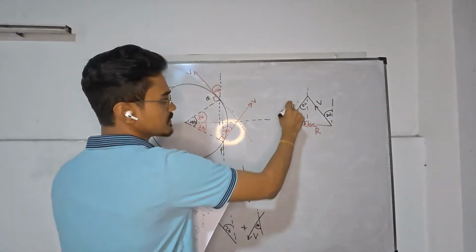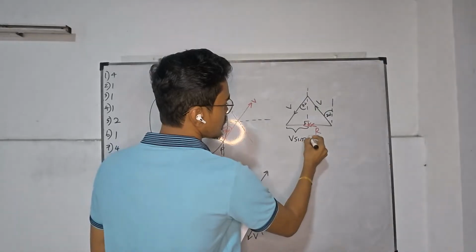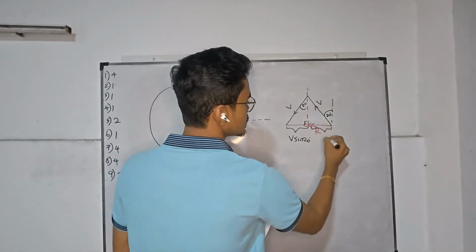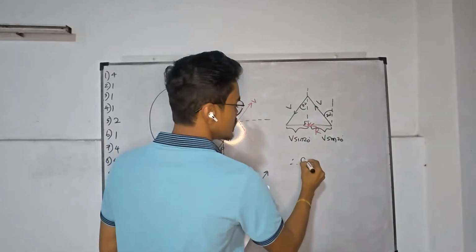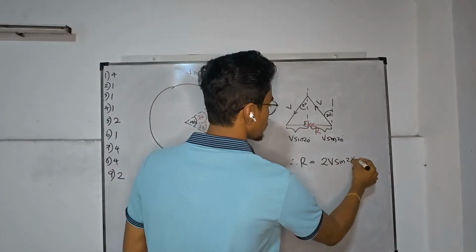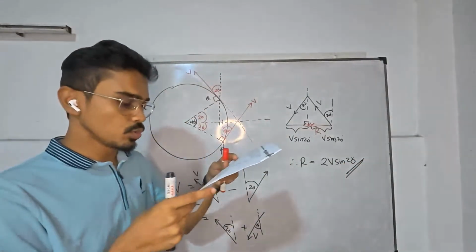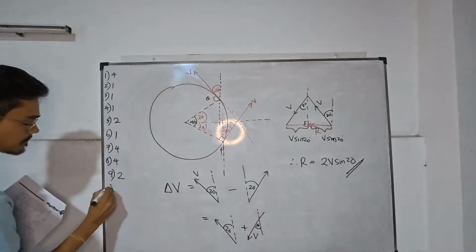So if this is V, this can be written as V sine 20. And this is also V sine 20. So therefore, R equals 2V sine 20. The answer is 2V sine 20, answer 3.